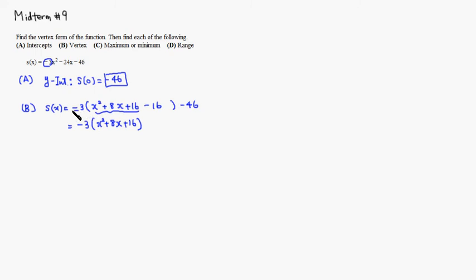Then I'm going to distribute negative 3 to negative 16, so negative 3 times negative 16 is positive. 6 times 3 is 18, and 3 times 1 is 1, so it's 48. Minus 46 at the end. So this can be written as negative 3 times x plus 4 squared, then combine 48 and negative 46, so plus 2. From here, the vertex is going to be negative 4 comma positive 2.